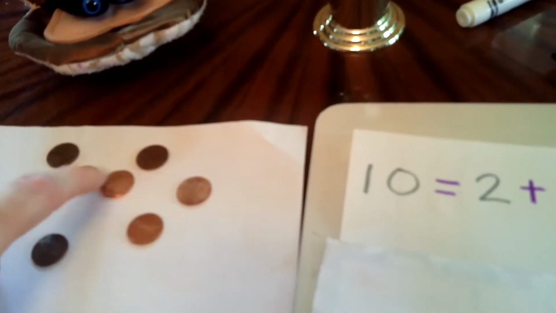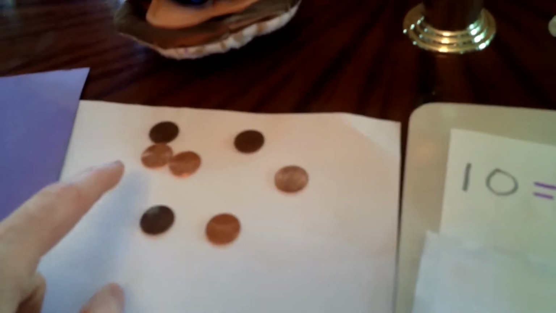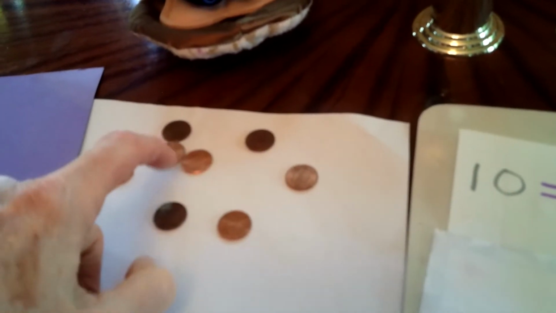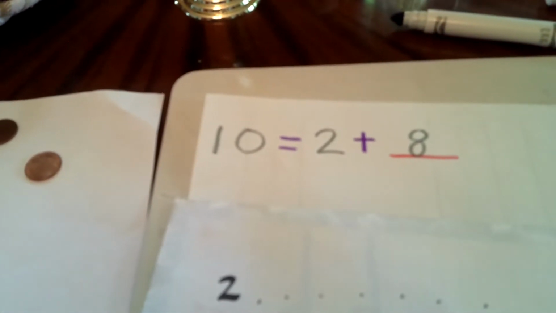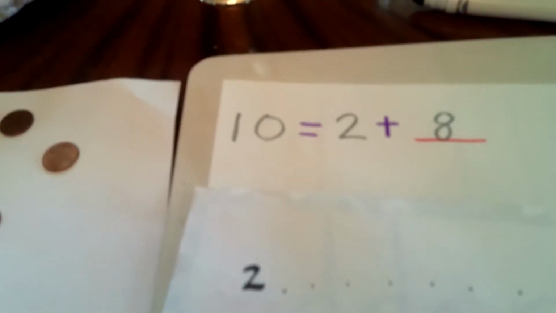How do I double check that? Let me go into my pocket and see what I have in my pocket. 1, 2, 3, 4, 5, 6, 7, 8. That's right. I did it right. 2 plus 8. 1, 2, 3, 4, 5, 6, 7, 8. 2 plus 8 equals 10. 10 equals 2 plus 8.